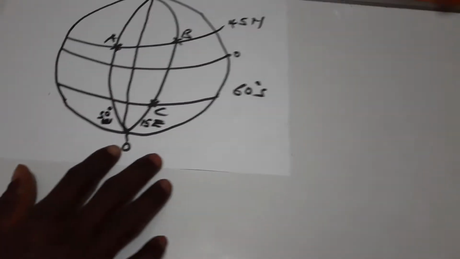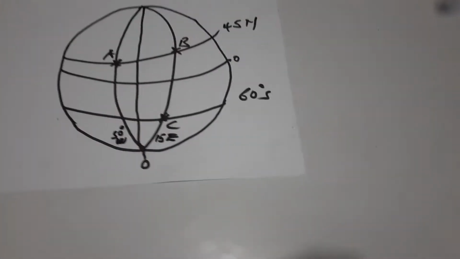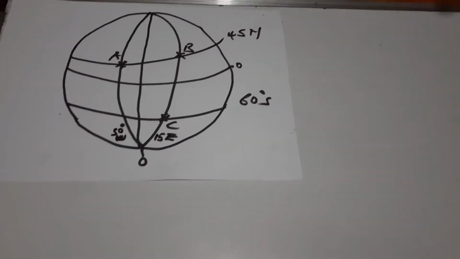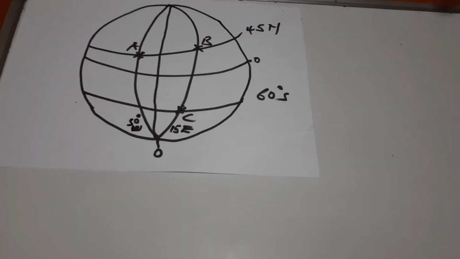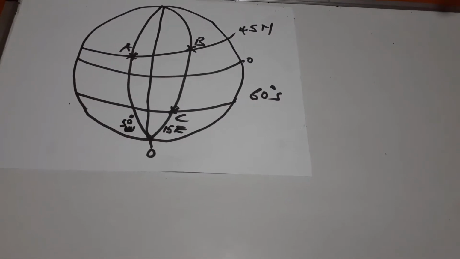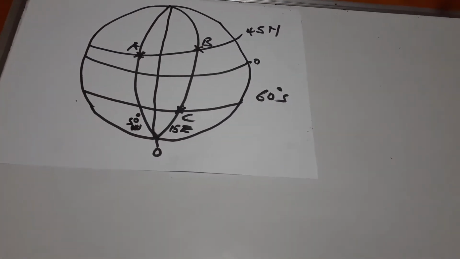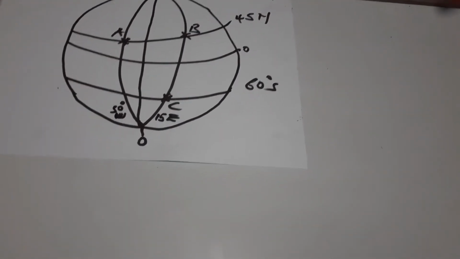So we have our towns here. Town A is located at 45 degrees north and 30 degrees west. Then B is at 45 degrees north and 15 degrees east. And then we have C, which is 60 degrees south and 15 degrees east. We are told to calculate the speed in kilometers per hour and in knots from A to B.